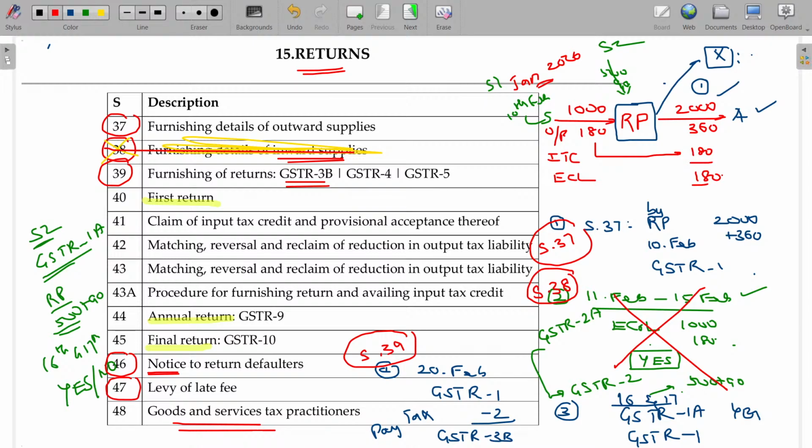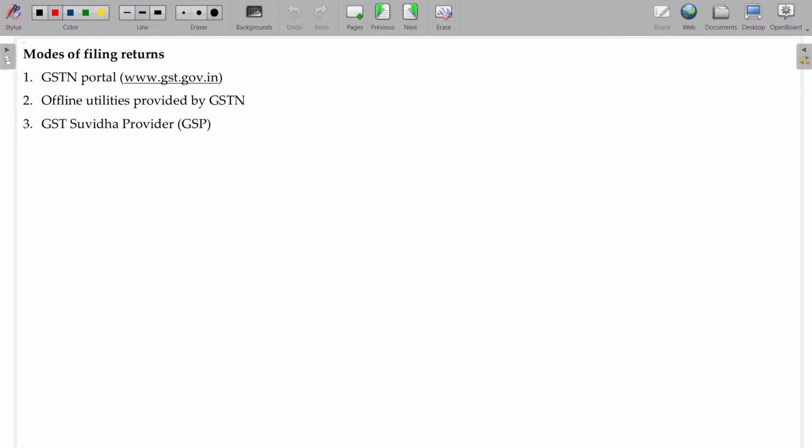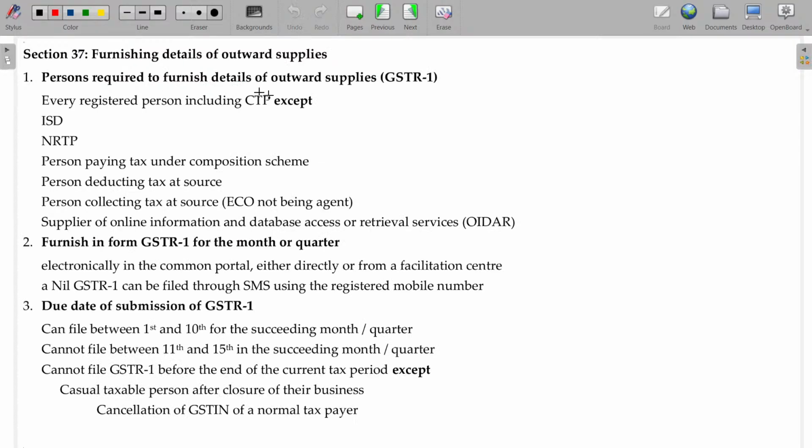Now GSTR 4, GSTR 5 we will study. So now GSTR 1, 2, 3B. 3A has not been followed since the inception of the GST Act itself, so it's now waste. We directly go for GSTR 3B. GSTR 4 and GSTR 5 are for composition taxpayers and others. Right, let's start with how you file the return. Mode of filing the return: the GST portal. Using offline utilities also you can pay or file, and through a GST Suvidha provider you can also file the returns. We'll start with the first one.